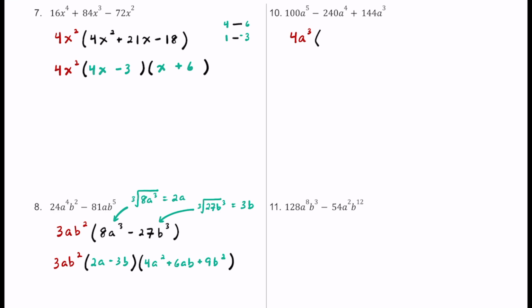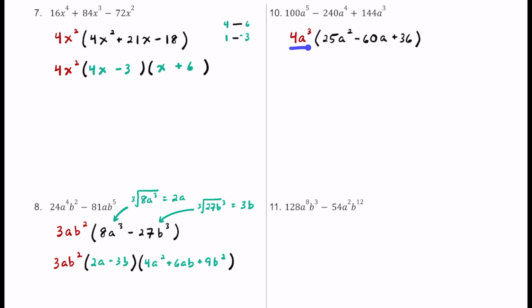And so 100 divided by 4 is 25, and then we still have 2 more a's for the first term. And then 240 divided by 4 is 60, so that's going to be minus 60, and I think we have 1 more a. And then 144 divided by 4, I think that's going to be, what, 36? So I think that's going to be plus 36, and then this one has no more a's.